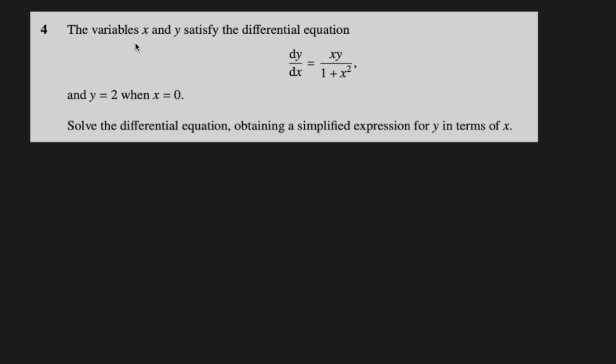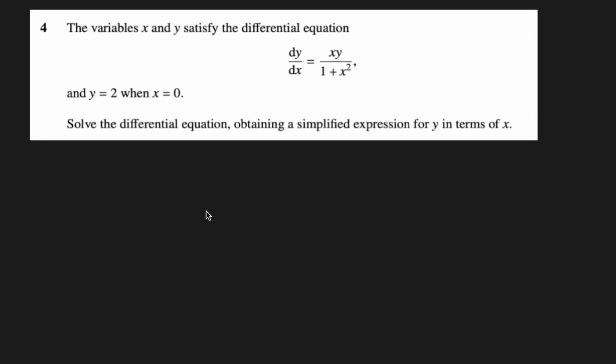Okay. See, the variables x and y satisfy this differential equation, and y equal to 2 when x is 0. This is secondary information they have given besides the differential equation. This will help us to find the constants we'll get during integration. Okay, solve the differential equation, obtaining a simplified expression for y in terms of x. So whenever we want to solve a differential equation, separate dy and dx.